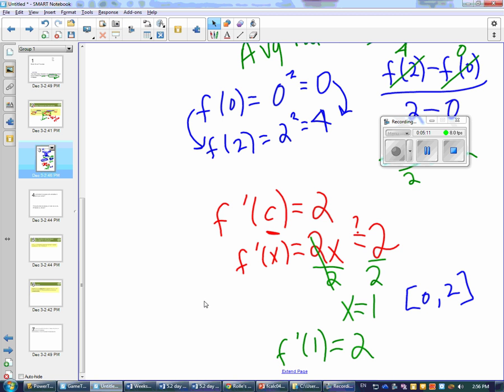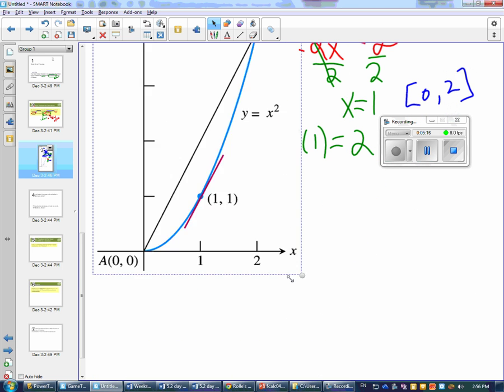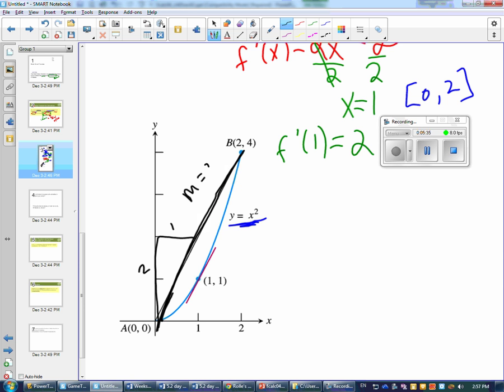So I'm actually going to show you a graph of what this looks like. So here is, in blue, the graph of x squared. Okay, and the average rate of change is represented in black. It's just a line segment. So that line segment has a slope of 2, right? It's the rise over run, 2 over 1. So we have a slope of 2. And we notice that there is a point where the tangent line also has a slope of 2.